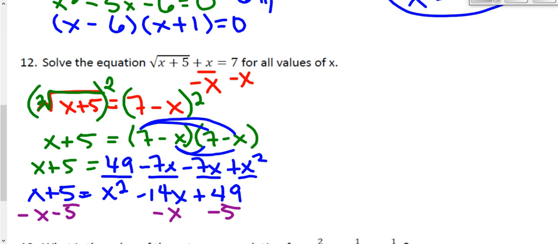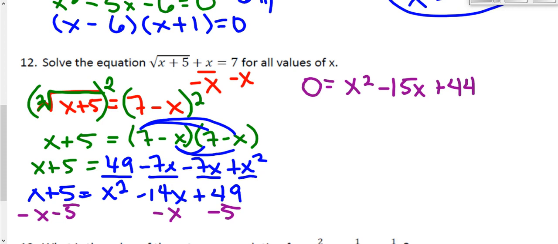So I have nothing left on the left side. On the right side, I've got my x squared. I have negative 14x minus x, which is negative 15x. And I have positive 49 minus 5, which is plus 44.